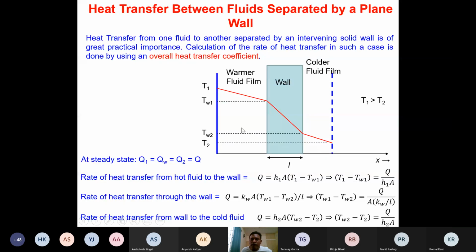film, should be same as the rate of heat transfer through this wall, that is given by QW, and it also should be same as Q2, which is nothing but the rate of heat transfer through the colder fluid film. And all three, this Q1 equals QW equals Q2, and that is given as Q. So this subscript is omitted here because the rate of heat transfer is going to be same in these three layers. One layer is the warmer fluid film, second layer is the solid wall, and the third layer is the colder fluid film.